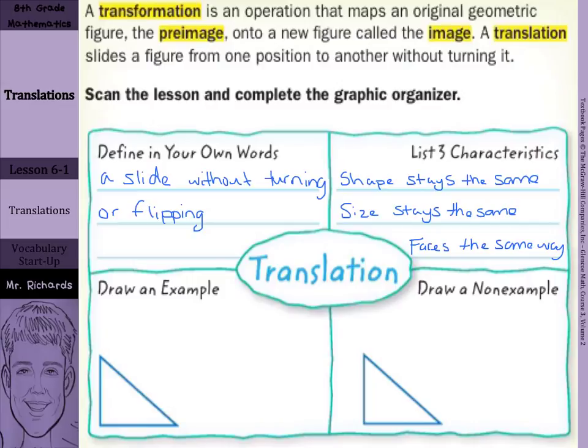Well, if we were to take this original triangle here and translate it, we'd want to try to keep the same size without turning or flipping. And that might be a little smaller than what I drew, but it's pretty much the idea. Now, a non-example, well, what if we drew it like this? We've moved the location of that right angle, and so we've rotated it, and that's not a translation.